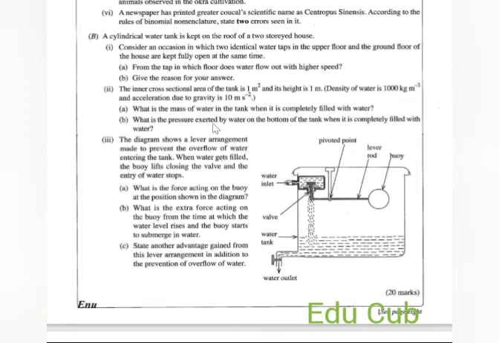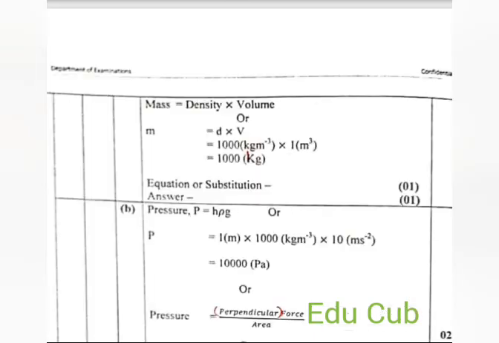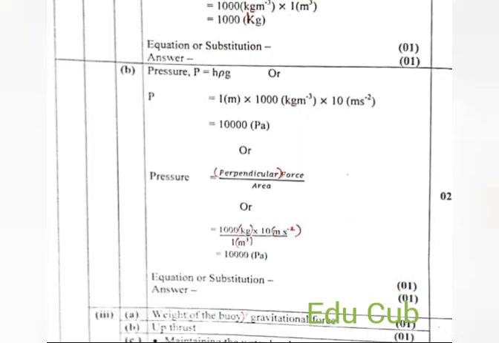What is the pressure exerted by water on the bottom of the tank when it is completely filled with water? Pressure, we can take it using h rho g. Pressure will come to 10,000 Pascal. This is the answer. You can get it by solving like this.